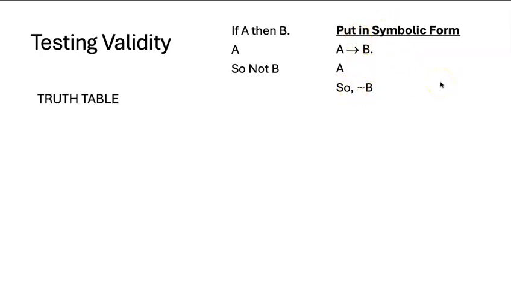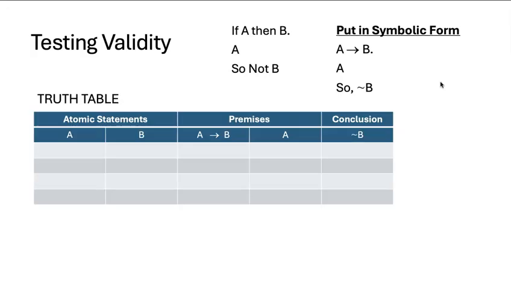So we go to our truth table now. First we need our atomic statements, A, B, as we have been doing. Then we have columns for the premises and a final column for the conclusion. I will show the symbols in each case. So for the first column, it's half and half: 2 true, 2 false. For the second column we alternate true, false, true, false.